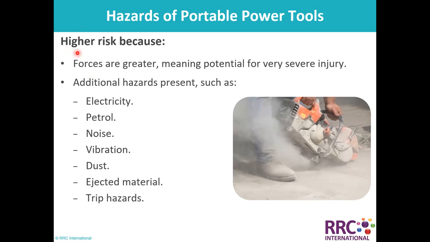Over here, we have higher risk because of the portable power tool, because forces are greater, meaning potential for very severe injury in case the driven energy, for example electrical, gets out of control, or if the machine slips from our hand, then of course it can cause severe injury. Additional hazards which are present include electricity, petrol, noise, vibration, dust, ejected material, trip hazards. These are some of the additional hazards we have because of portable power tools.